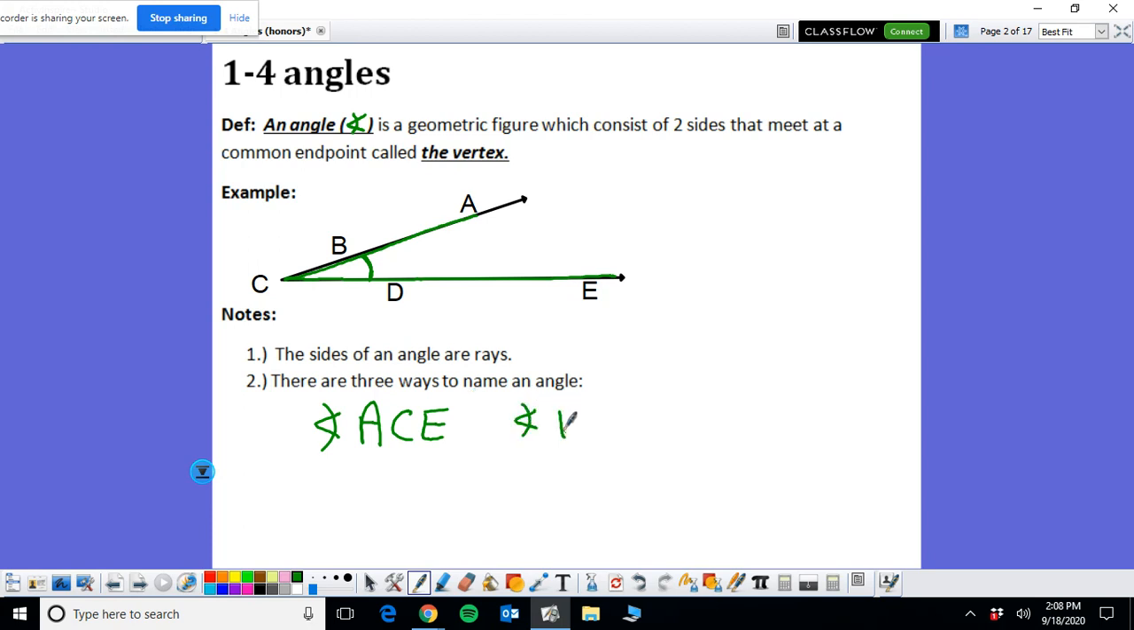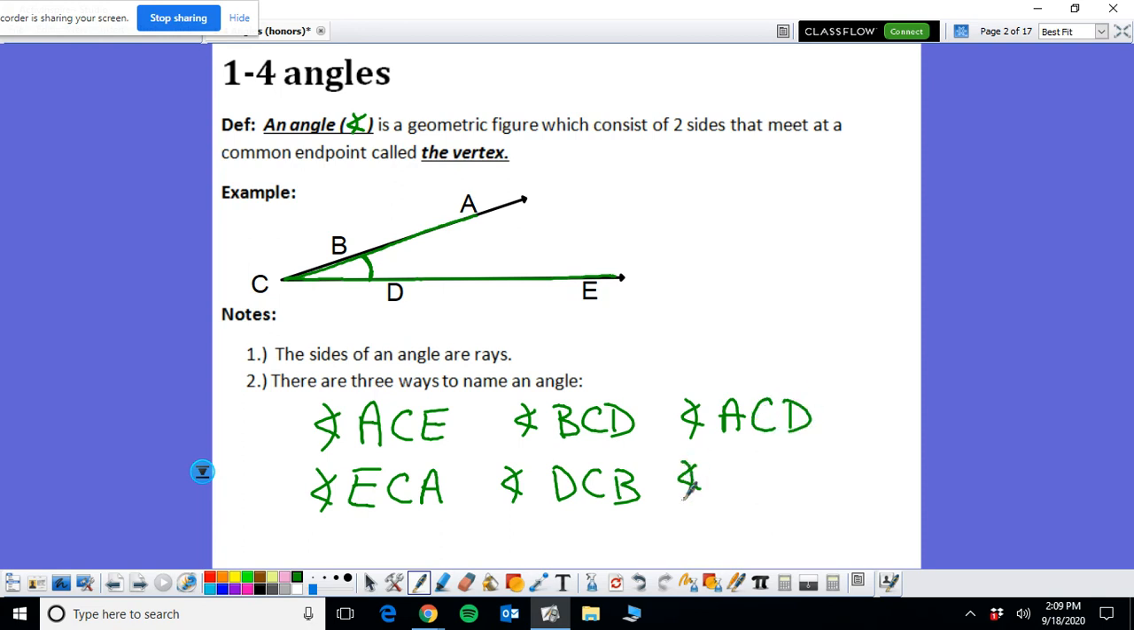How about angle BCD? Take a look. BCD, absolutely the same thing. Can I flip the letters around? Sure. Angle ECA, angle DCB. How about angle ACD? Then that means the reverse would be angle DCA. And I'm not going to keep going. You can see you can go DCB, BC. There's just so many other ones.